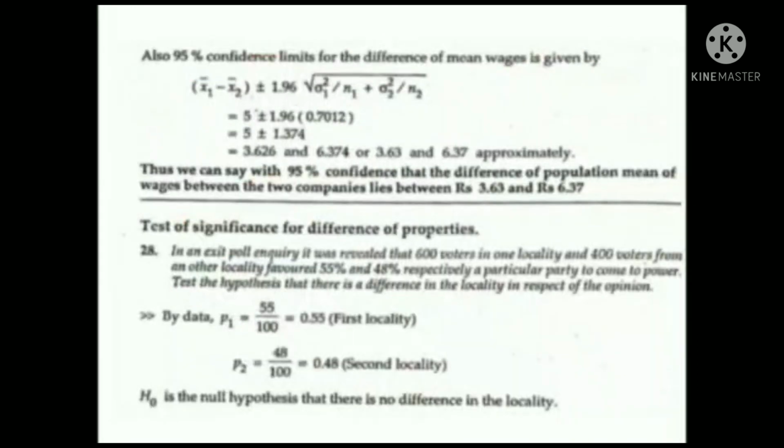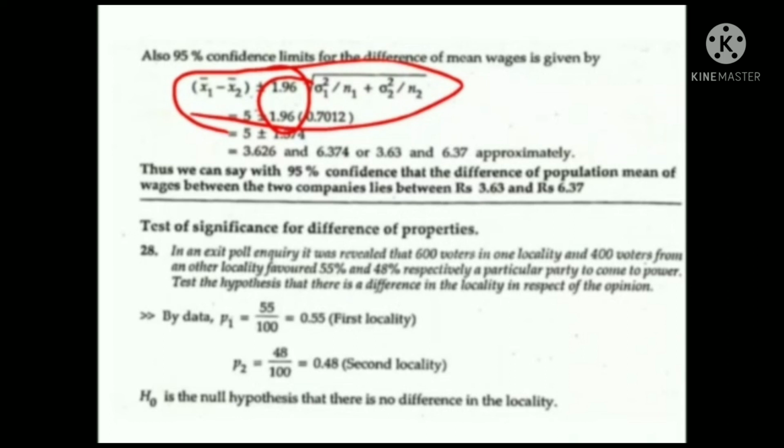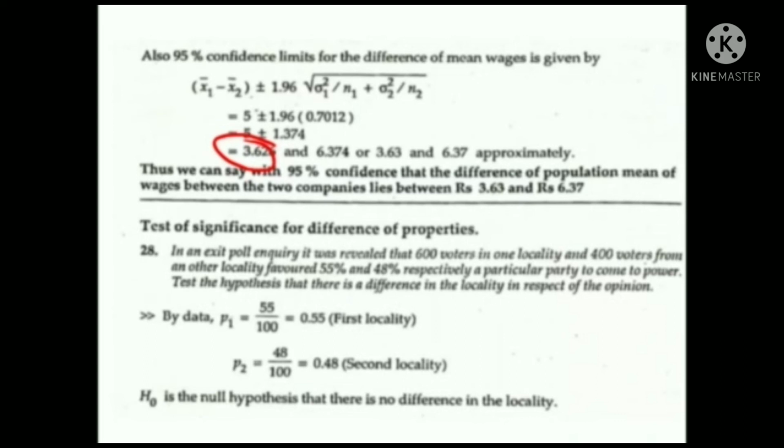So let us apply the formula. Difference between the two means plus minus Z C. 95% is nothing but 5% level of significance, so you should take the critical value 1.96, and then substitute the values of sigma 1, sigma 2, n1 and n2 in the formula. Simplifying, we get the difference is 5. So 5 plus minus 1.374. So what are the limits here? 3.626 and 6.376 are the confidence limits.